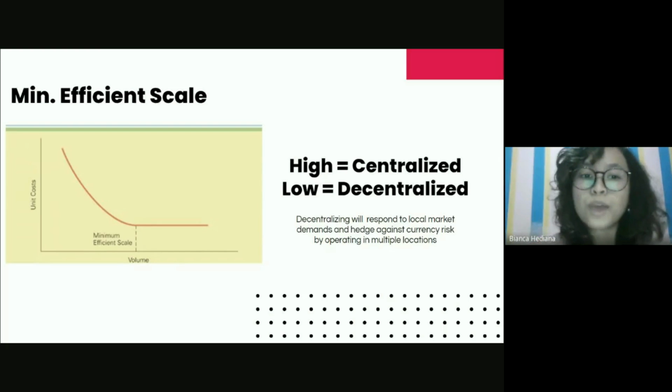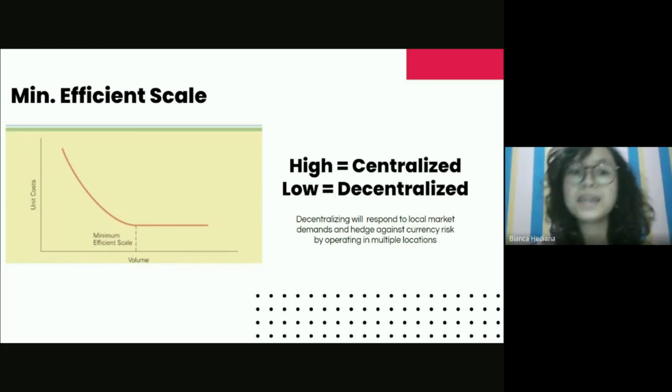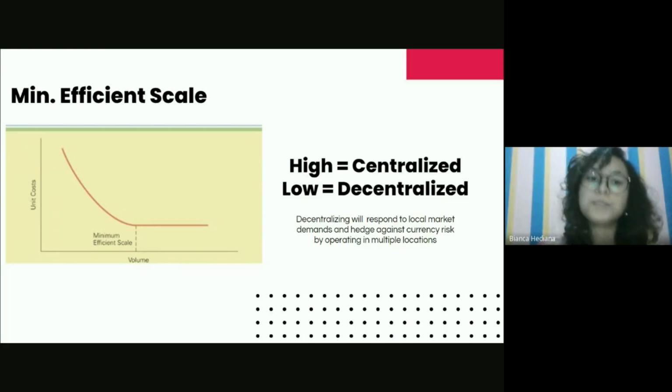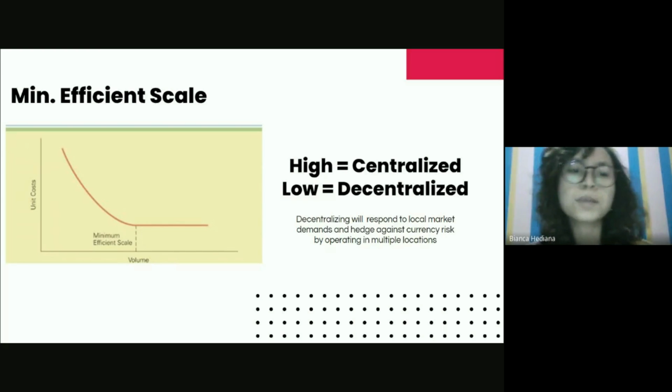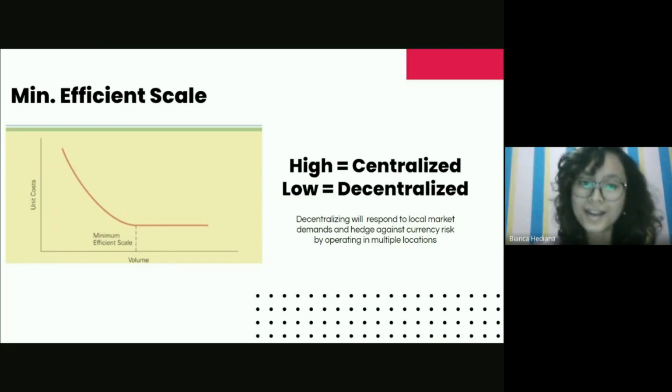Alternatively, when the minimum efficient scale of production is low relative to global demand, it may be economical to manufacture your product in several locations. For example, the minimum efficient scale for a plant to manufacture personal computers is about 250 units a year, while the total global demand exceeds 35 million units per year.